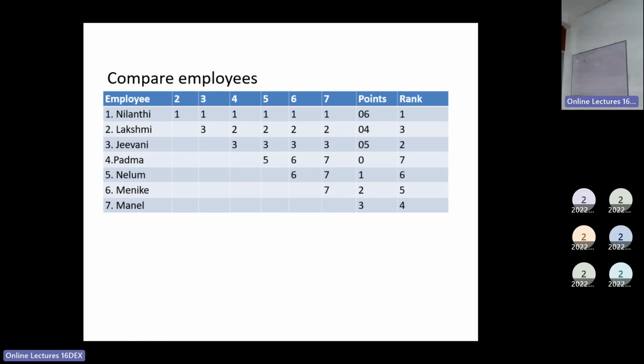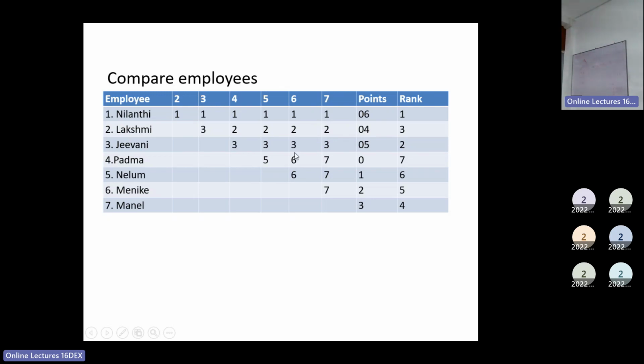Who is the best? Still Nilanthi. Right? When Nilanthi is compared with Mane, who is the best? Nilanthi. When Lakshmi is compared with Jeevani, who is the best? Jeevani. When Lakshmi is compared with Nelu, who is the best? Lakshmi is the best.